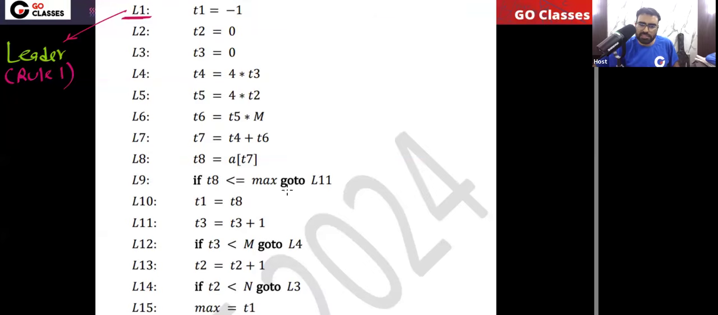Next, the next rule says that for any jump instruction, whether it is a conditional jump or an unconditional jump, for any branch instruction, the target is a leader. Here you can see the target is L11. So this L11 will be a leader. Also, you can notice this is also a jump instruction. So the target is a leader, meaning L4 is a leader. Next, for this jump instruction, the target is a leader, meaning this L3 is also a leader.